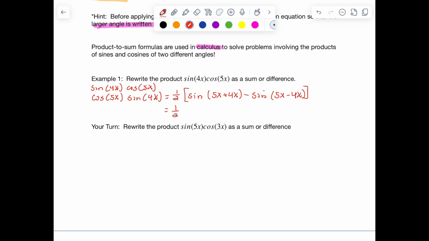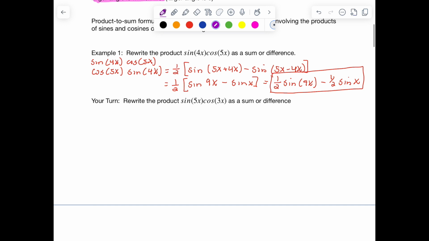Okay, simplifying that down, 5x plus 4x gives us 9x. And 5x minus 4x gives us x. So this is a legit answer, but usually you'll separate the terms and rewrite this as 1/2 sine of 9x minus 1/2 sine of x.